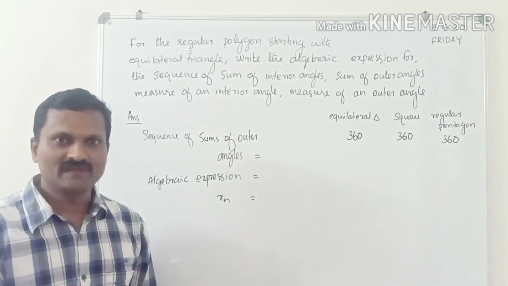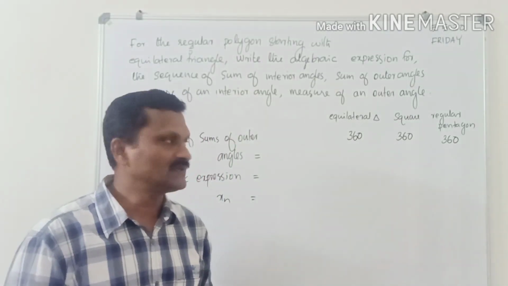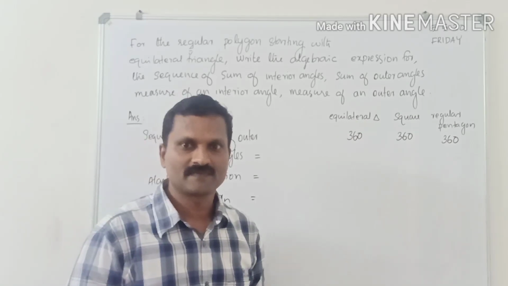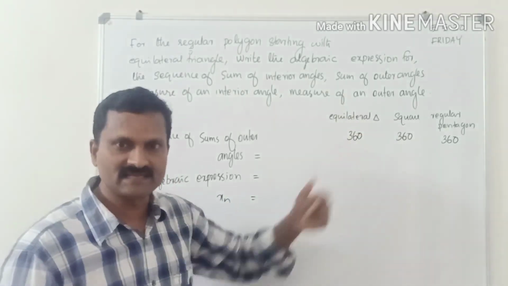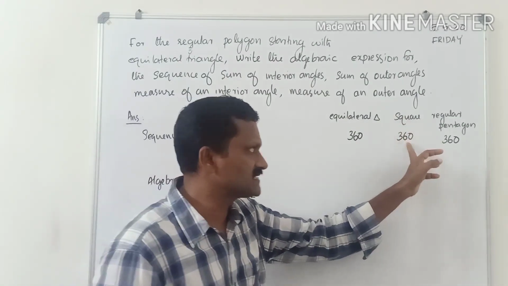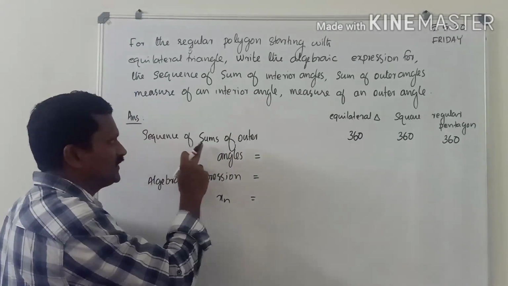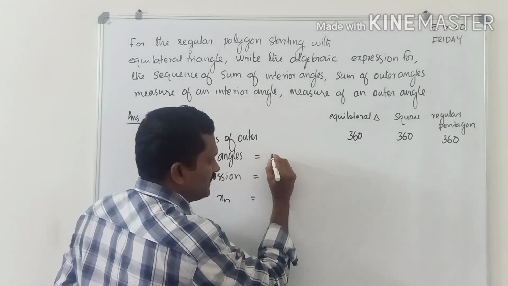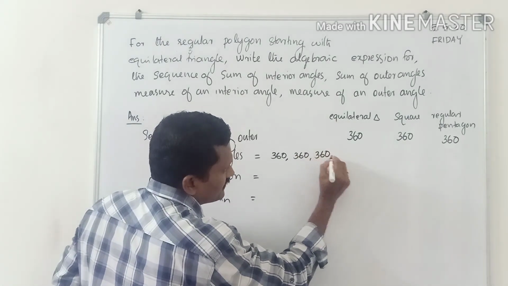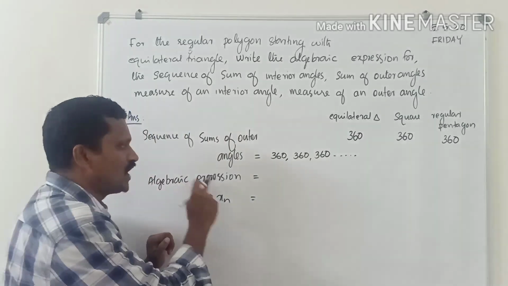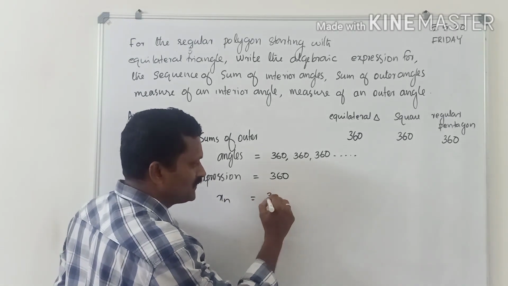In 9th standard, we already studied that in a regular polygon, the sums of outer angles is 360 degree. That is, the sums of outer angles of equilateral triangle is 360 degree. Square is 360 degree. Regular pentagon is 360 degree. That is, the sequence of sums of outer angles is 360, 360, 360, etc. Therefore, algebraic expression is 360. That is xn equal to 360.